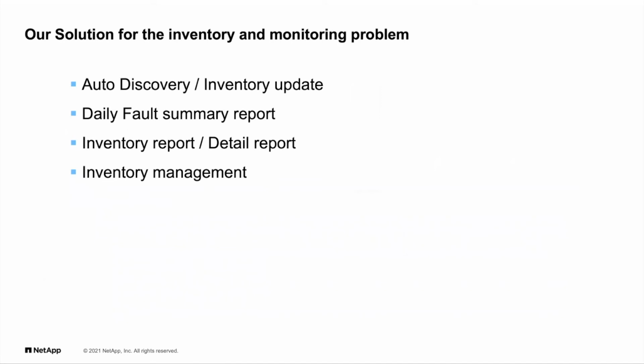Now for the operations issue that we talked about, we developed the following solution using web proxy: an automated discovery process that runs daily and updates the inventory for us, a fault report listing one or more events, a single summarized report instead of one for each fault condition, the ability to generate an inventory report, and the ability to manage the inventory. Okay, let's take a quick look at those.